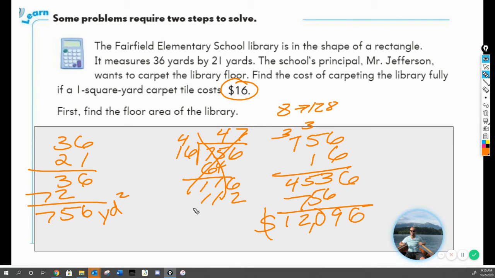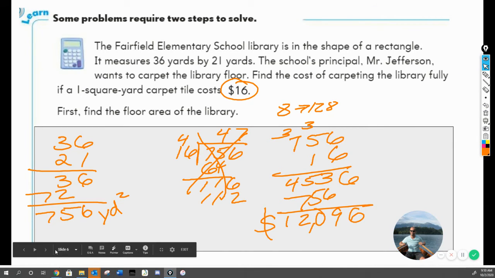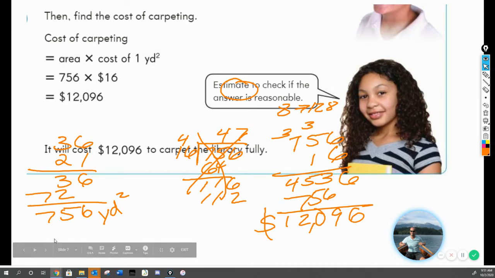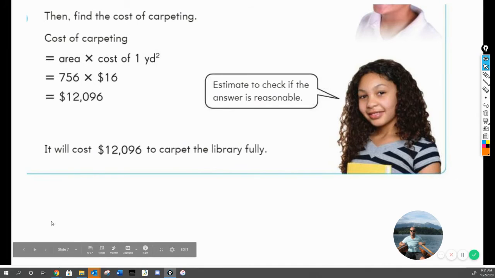So the area of the library is 756. Then we got that 12,096, I hope. Yes! Oh, you didn't see me throw my arms up in victory, but I did. The day is mine.